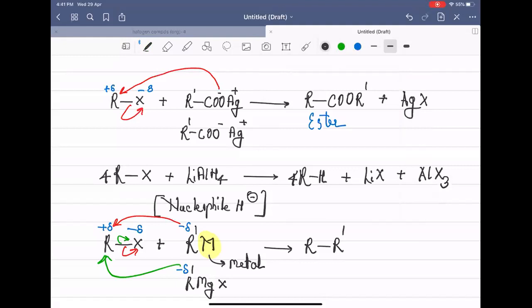The rest would be either MX or MgX2, depending on what you start with. If you take R dash M, you get MX, and if you take Grignard, you get MgX2. But yes, these are all different nucleophilic reactions that happen. You have to know this clearly, and I hope this is clear to you all.